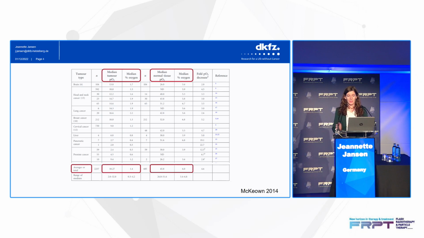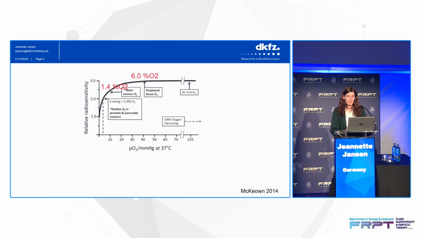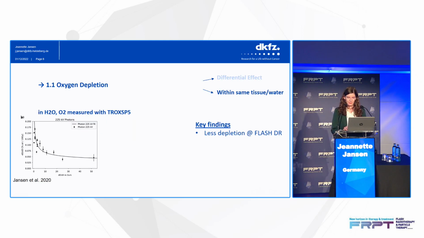So first of all, why do we care about oxygen? Well, I think we all know that we have different O2 levels in tumor and healthy tissue. Tumor has usually around 1.4%, healthy tissue around 6%, plus minus. It's a huge difference. And this brings us to different radiosensitivity levels. I think we all know that. And from all this, the oxygen depletion hypothesis occurred, that we would induce a change in oxygen based on radiation.